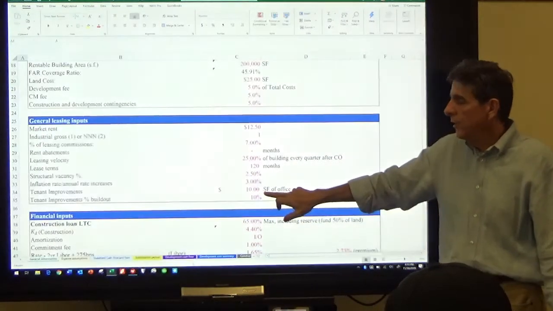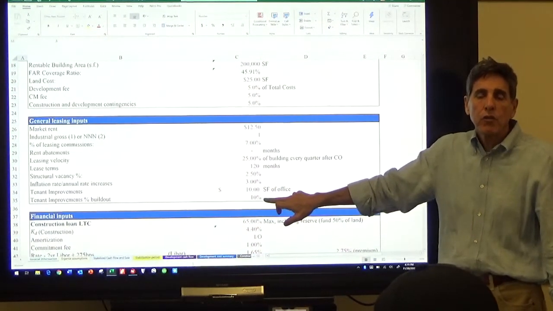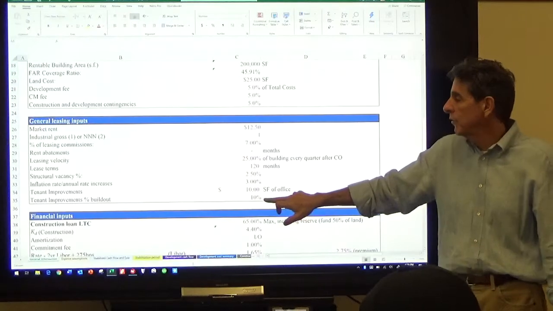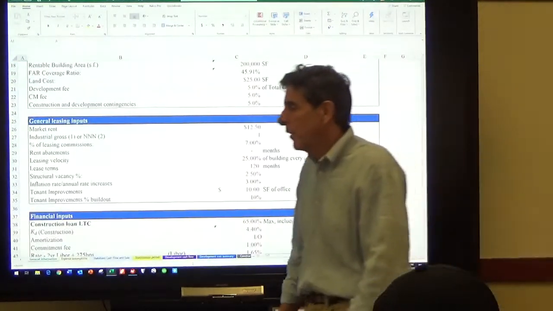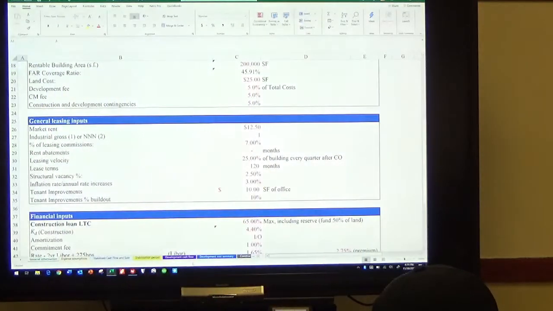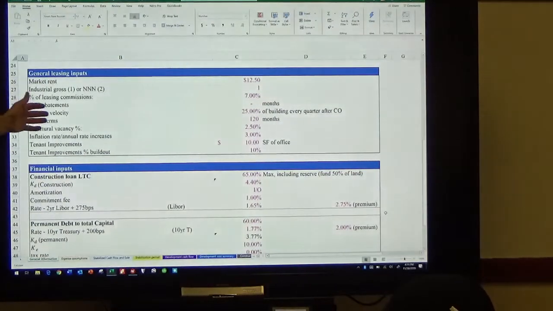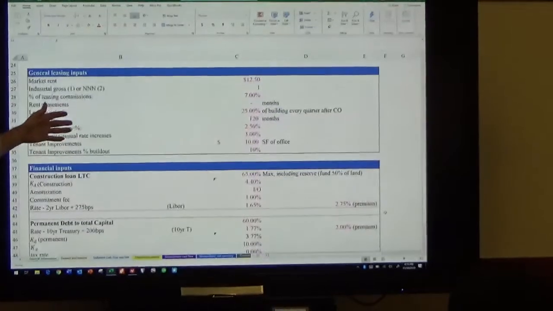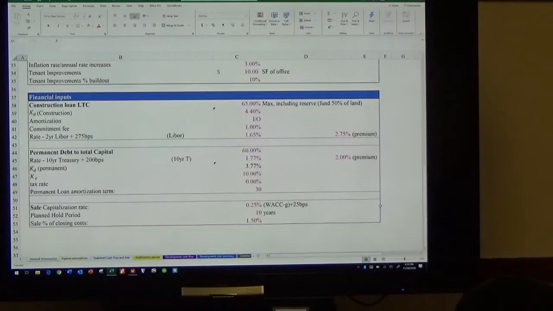What's inflation? How much of my tenant improvements per foot? How much of the industrial space is covered by office, right? So, $10 a square foot for 10% of the space being office, okay? Then I've got some financial inputs. So, none of these are new to you. We've needed these in order to get revenues. The financial inputs are the ones that we've been using in order to figure out how much of a loan, right? How much do we sell this at, etc.